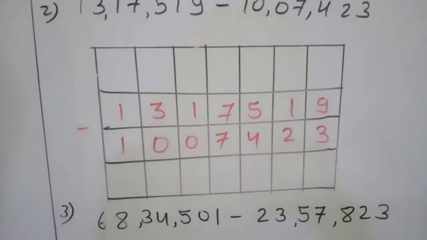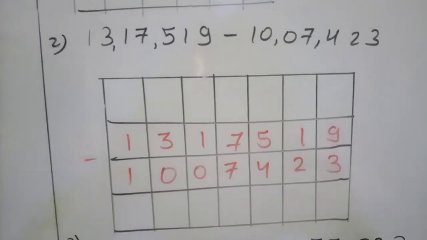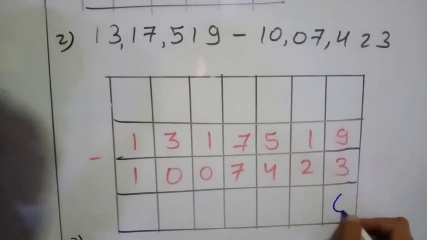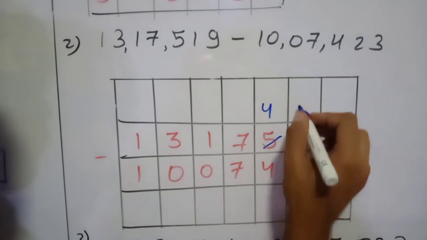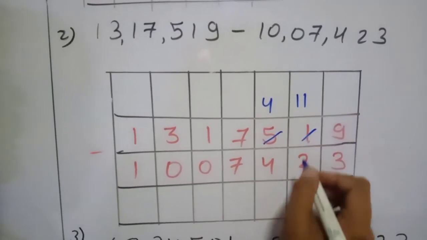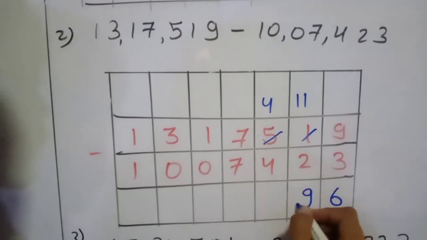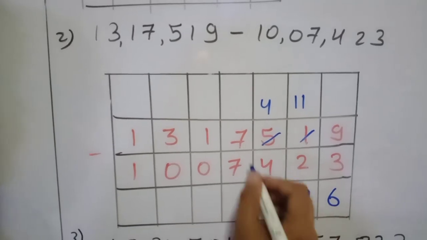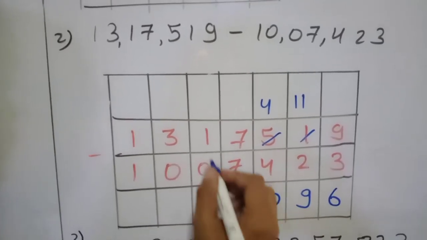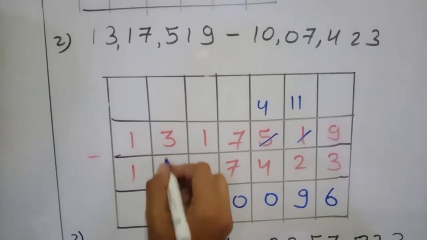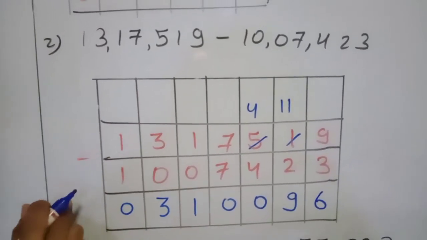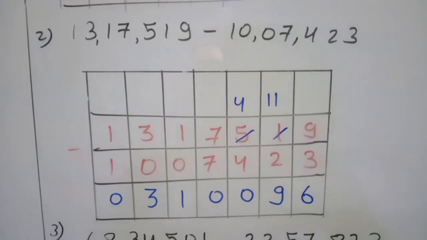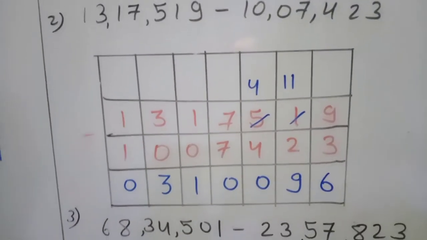Subtraction sign. Now do the subtraction. 9 minus 3, 6. 1 minus 2, it's not possible. It will become 4 and this will become 11. 11 minus 2, 9. 4 minus 4, 0. 7 minus 7, 0. 1 minus 0, 1. 3 minus 0, 3. 1 minus 1, 0. This way we can do the subtraction by arranging the numbers.